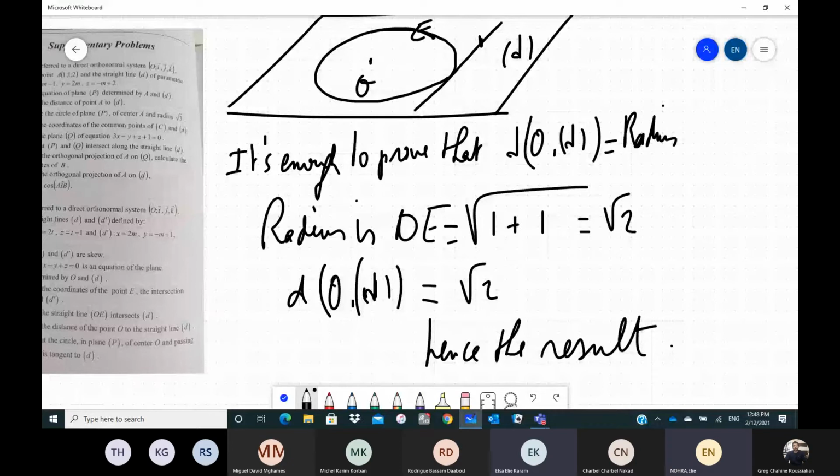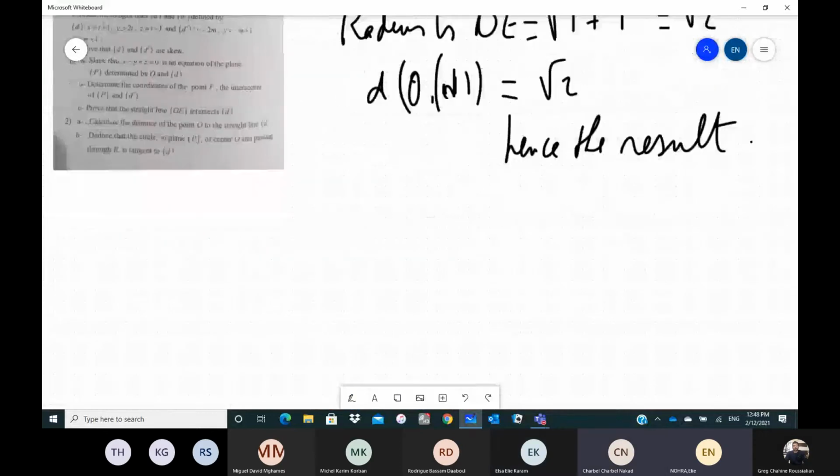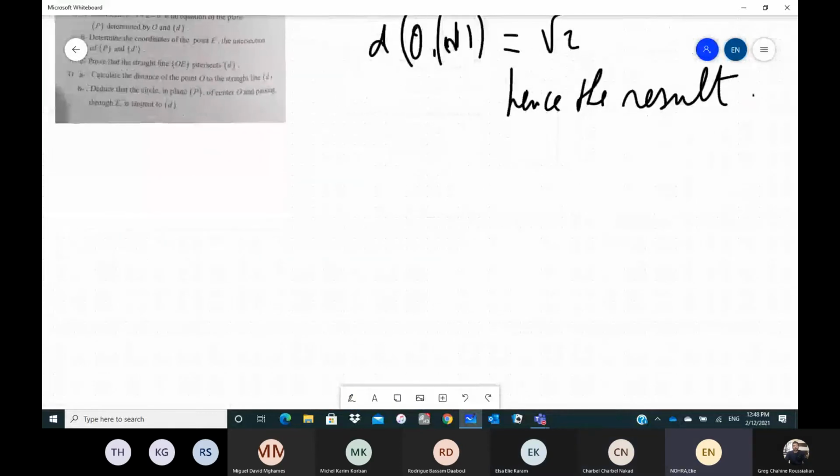No, لأنه طالع هون. Let me take this point I like on the screen. Yes, Elsa, look at the screen. You see the point I? Yes. هيدا ال OI it's not equal to the radius. اوكي. فهمتي؟ Okay. Yes, of course.